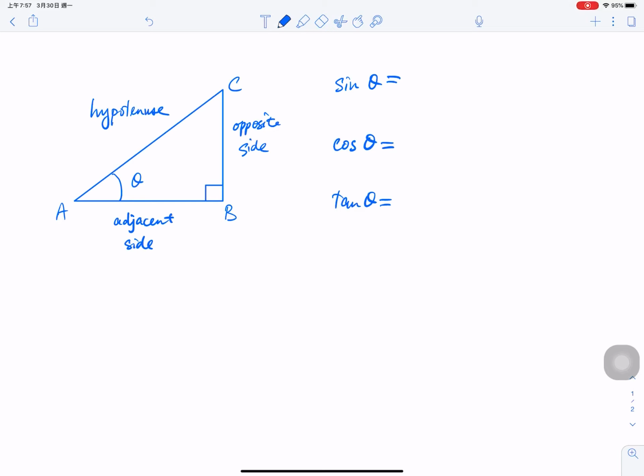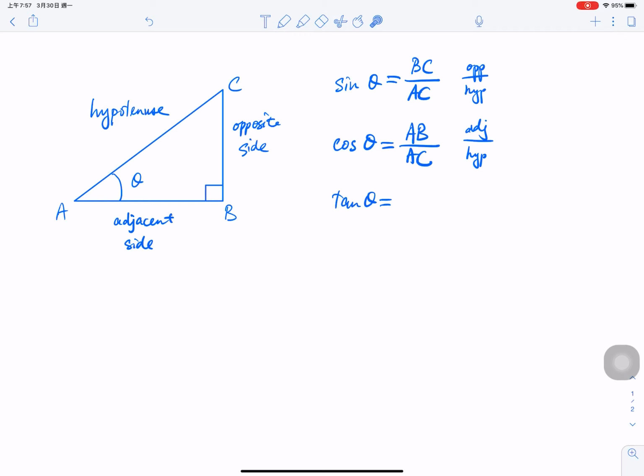About sine, that means the opposite side over hypotenuse. And cosine theta is the adjacent side over hypotenuse. Okay? That means this one is adjacent side over hypotenuse. This one is the opposite side over hypotenuse. You see that these two are also over hypotenuse.